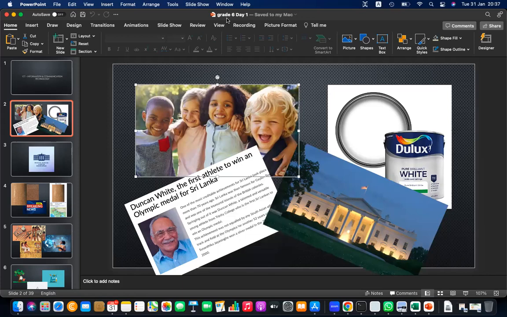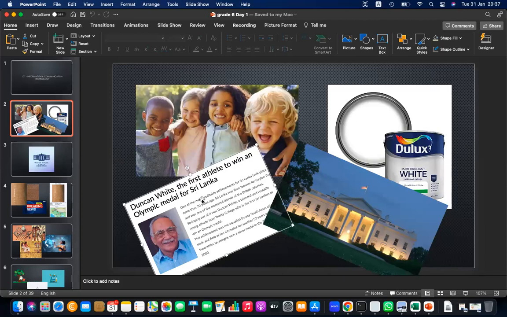Okay, I agree, right? But it is not possible to take decisions based on that. But if you say white people and black people, there is a meaning. We are not talking about the white color, we are talking about fair-skinned people and dark-skinned people. When we are talking about Dulux white, it is a paint we can use to paint walls. And the White House is a place where the American president resides. And Duncan White is the first athlete to win an Olympic medal for Sri Lanka.